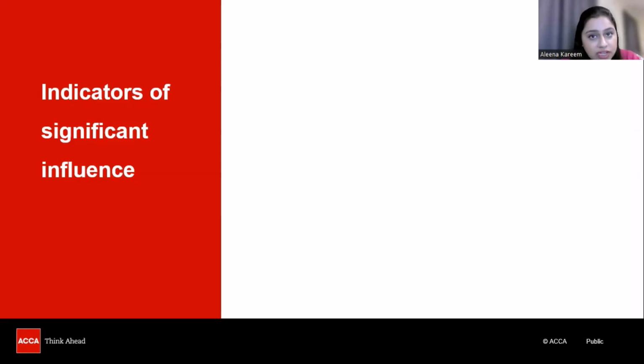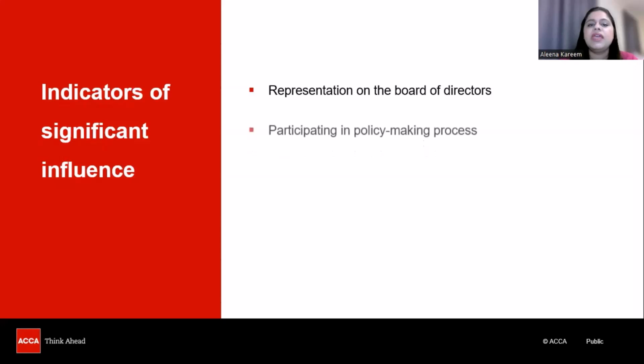All of them do not need to be present. Even the presence of only one can show significant influence. So number one is representation on the board of directors. Let's suppose in a board there are 8 directors and the parent company has that much investment in the associate company that they can nominate one director as per their choice. That is called representation on the board of directors.